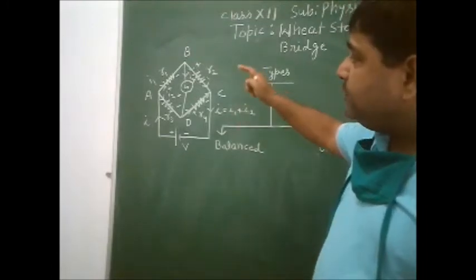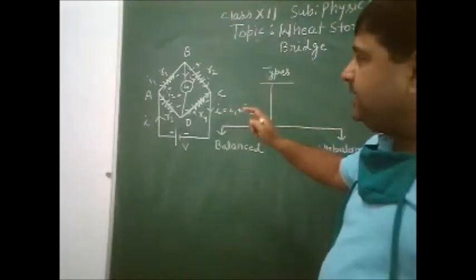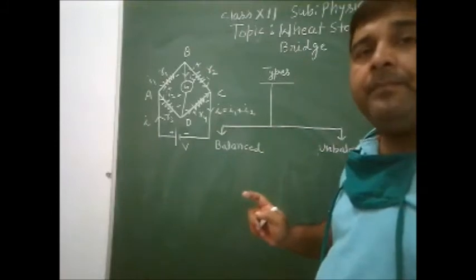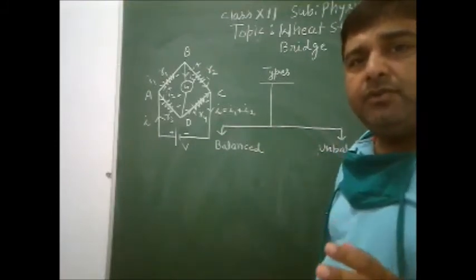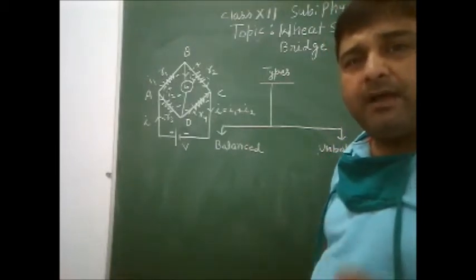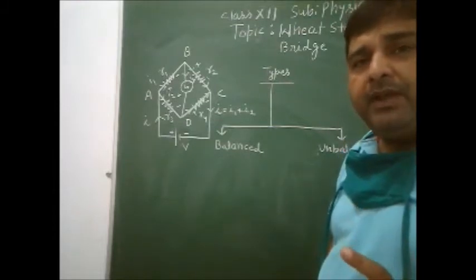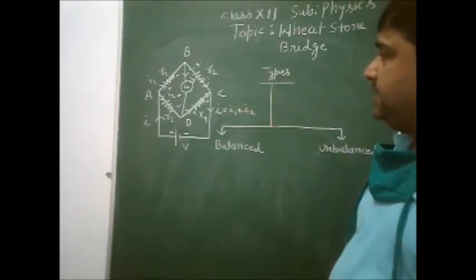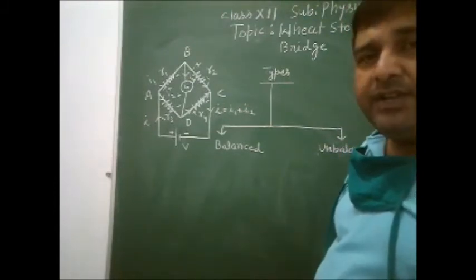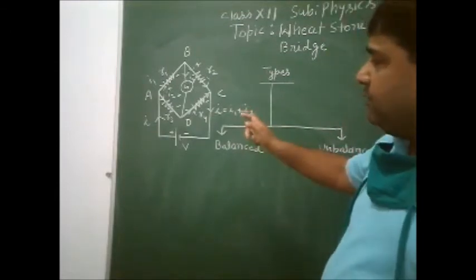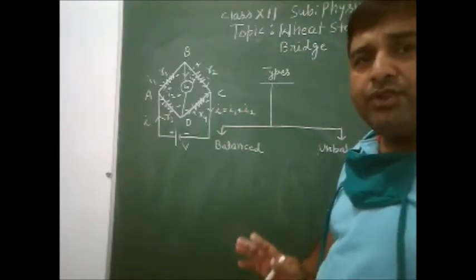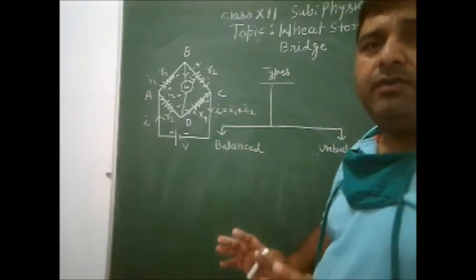Arms BD and AC, in which galvanometer and cell are connected, are known as conjugate arms. Why do we call them conjugate arms? We call BD and AC conjugate arms because on interchanging the positions of galvanometer and cell from each other, there is no change in your Wheatstone Bridge.